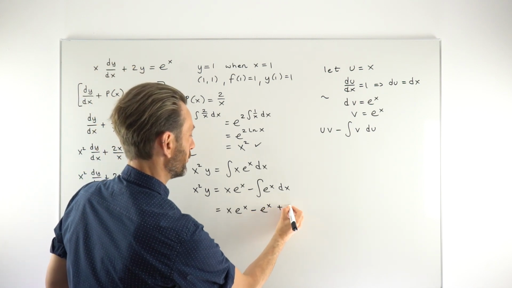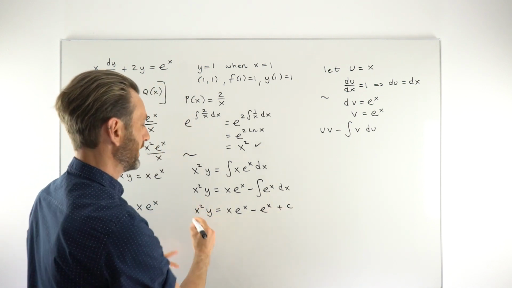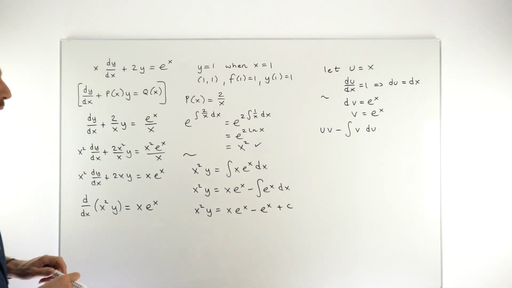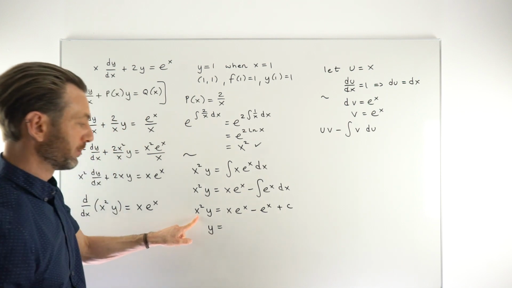Okay, and then we've got our constant of integration on the end. So we're almost done at this point. We've got an implicit solution to our equation. We can make it explicit, in other words, y equals, just by dividing through by x squared.